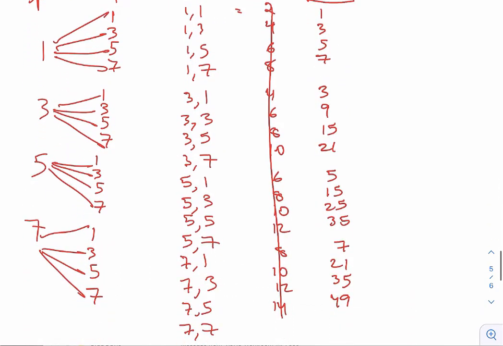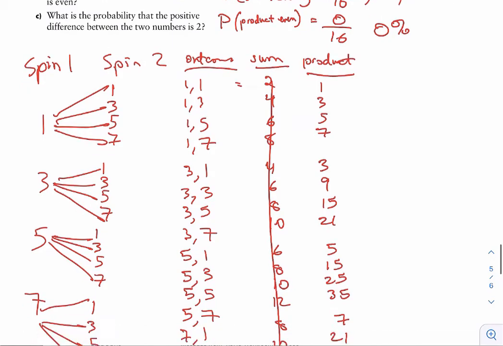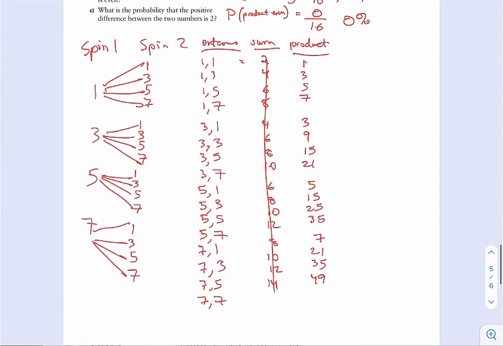Probability that it's even. I don't see any even numbers there. So 0 out of 16. 0%. Okay, and that's how we do that one. So that's the product. Product is the answer to a multiplication problem.